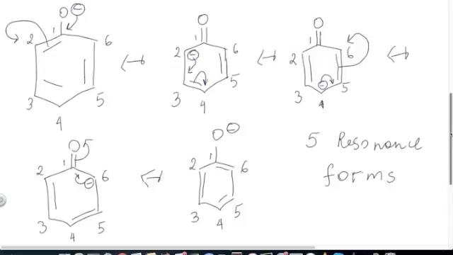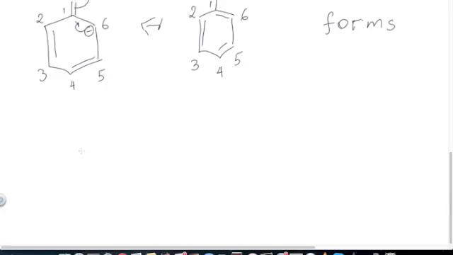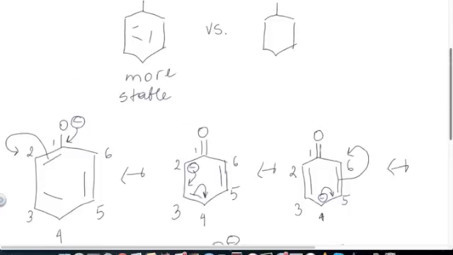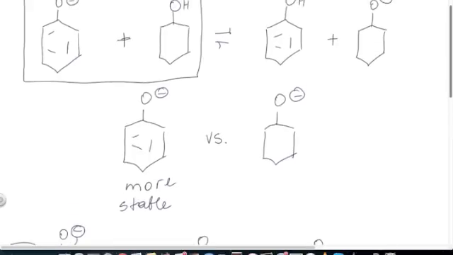If we look at the other anion, the alkoxide of cyclohexanol, no resonance forms are possible. No resonance. If you don't understand why there are no resonance forms possible, make sure to review this topic. So due to resonance, the phenoxide ion is more stable than regular alkoxide.